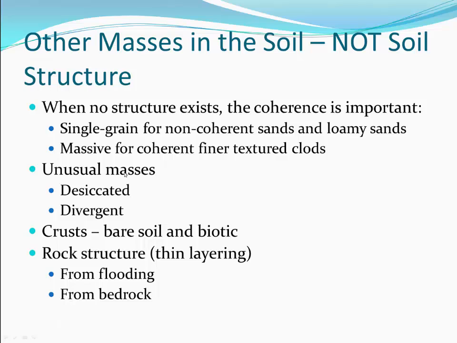Okay, we also have some unusual shapes, desiccated and divergent shapes. We also have crusts, both bare soil and biotic, and we have rock structure, which is really just thin layering. It's either the precursor to rock formation or it is a remnant of rock formation. We can get the precursor in flooded deposits, that would include deltas, floodplains, lake bottom sediments, anything like that, marine sediments. Or we can get leftover remnant layering from bedrock weathering.